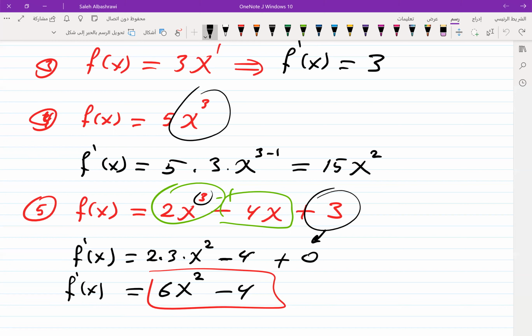So we are differentiating, or finding the derivative for, each term. We differentiate each term in the function: the derivative of the first one plus the derivative of the second one plus the derivative of the third one.